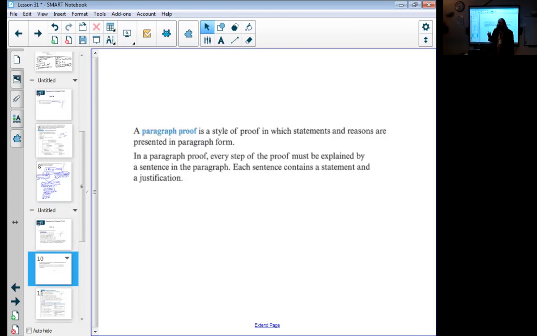You are writing it as a sentence, which allows you to add more of your personal writing style into the proof. Every step of the proof must be explained by a sentence in the paragraph. So we do not have a defined length of the paragraph. It is just as long as you need it to be to actually complete the proof.